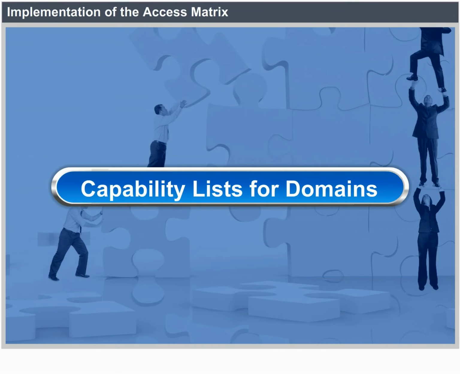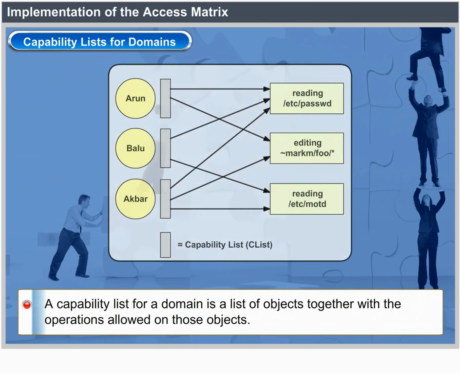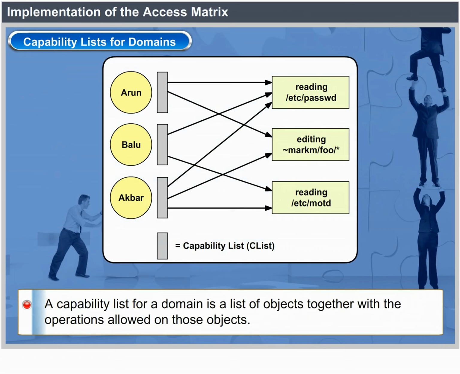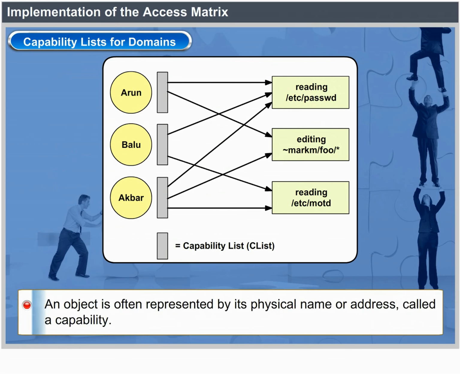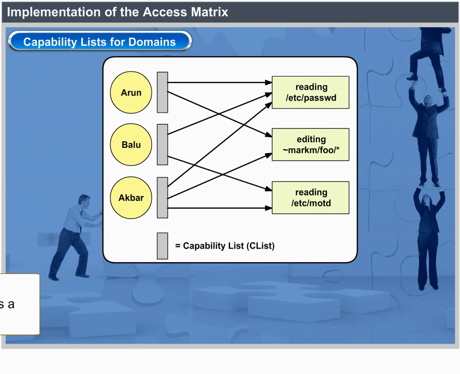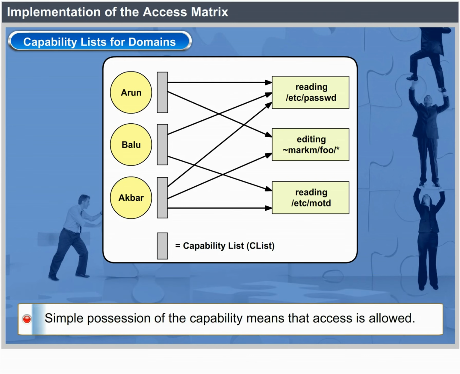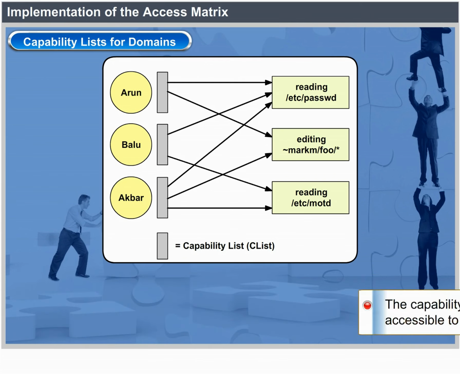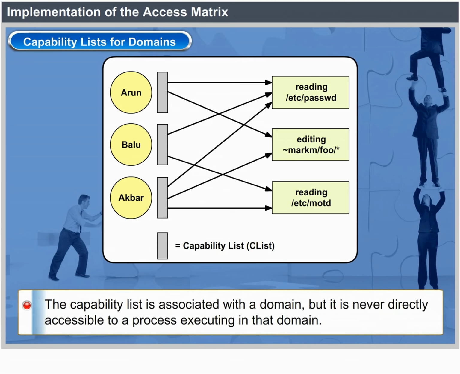Capability lists for domains. A capability list for a domain is a list of objects together with the operations allowed on those objects. An object is often represented by its physical name or address, called a capability. To execute operation M on object Oj, the process executes the operation M, specifying the capability or pointer for object Oj as a parameter. Simple possession of the capability means that access is allowed. The capability list is associated with a domain, but it is never directly accessible to a process executing in that domain.